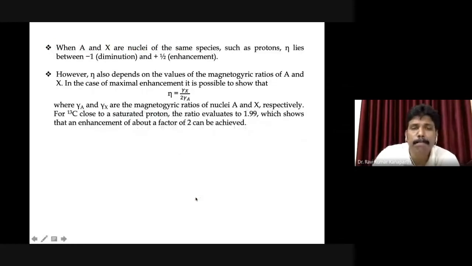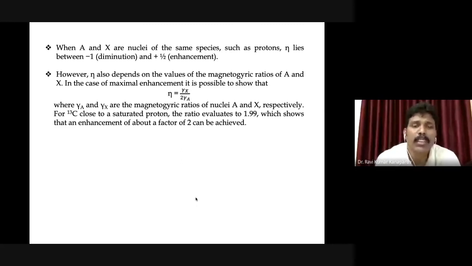And the enhancement factor can be anywhere between -1 to 0.5, depending upon the situation. For protons, this is the situation, but for the heteronuclear case it will be different. I just explained with half-spin nuclei, and if both A and X are protons, the same type of nuclei, then this is the observation: it will vary from -1 to 0.5.